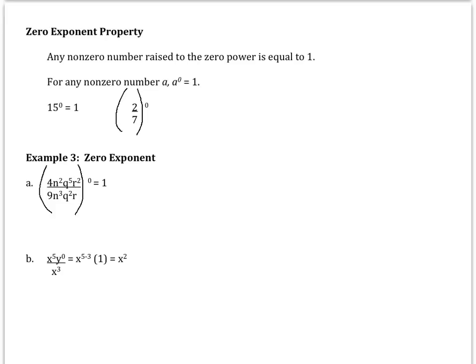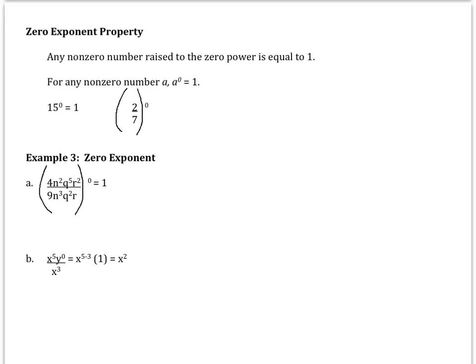We talked about the 0 exponent property just a few minutes ago, and you also covered this in pre-algebra, but any non-zero number raised to the 0 power equals 1. So some examples are 15 to the 0 power equals 1, 2 divided by 7, or 2/7 to the 0 power equals 1. So in example 3, we have 4n squared, q to the 5th, r squared, divided by 9n to the 3rd, q to the 2nd, times r, all raised to the 0 power. Because the 0 is outside of the parentheses, that expression is going to equal 1.